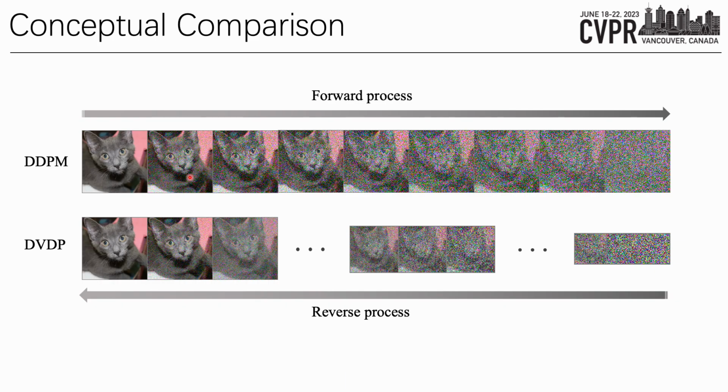Now, let's get into more details. It's known that the conventional diffusion model keeps the source signal dimension throughout the entire diffusion process, and this leads to a computationally expensive reverse process. We argue that keeping the dimension is not necessary, and propose our DVDP, which can generate samples from low-dimensional noise.